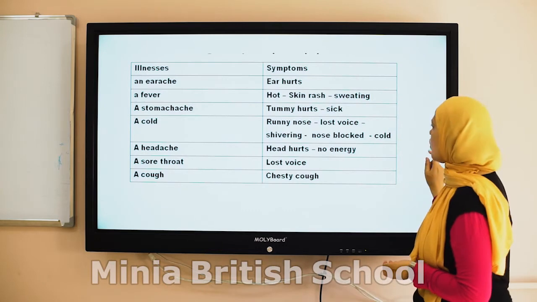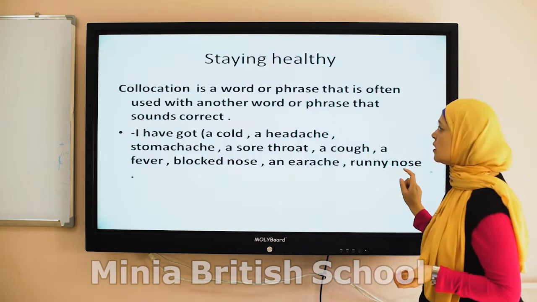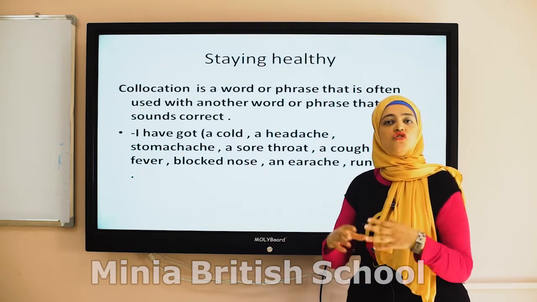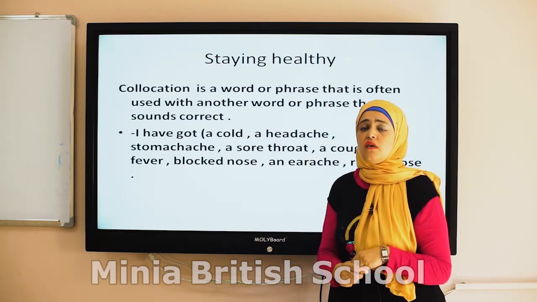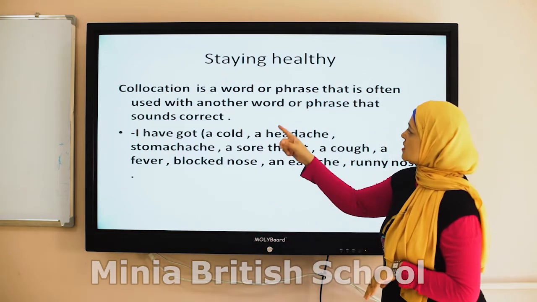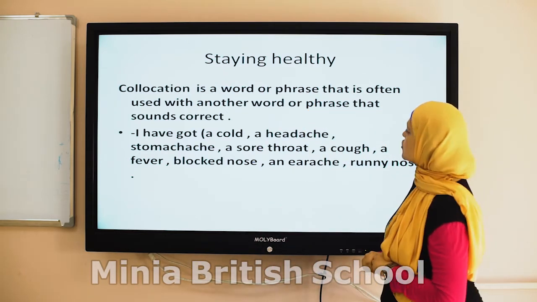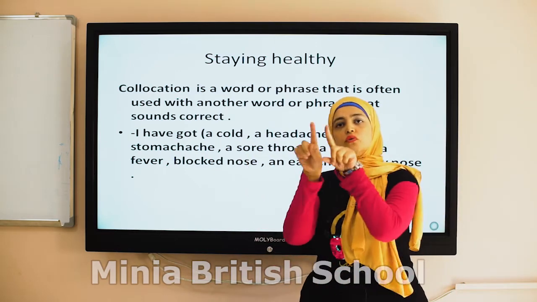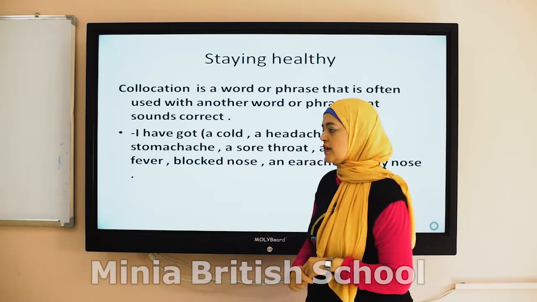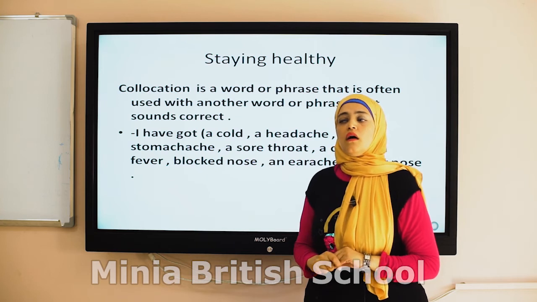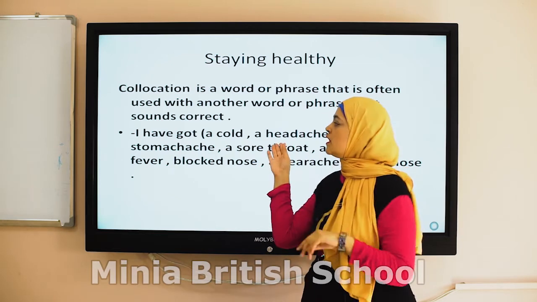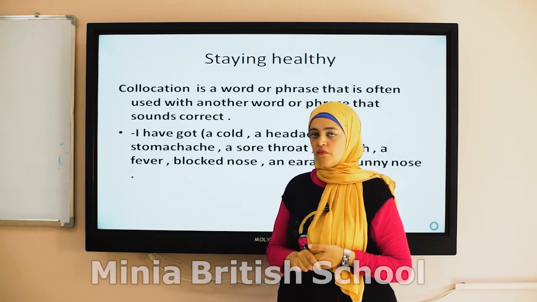How we will use them while we are explaining or talking about the different symptoms, we will know about it now. But generally we know about the illnesses and the symptoms. What is collocation? Collocation is a word or phrase that is often used with another word. So two words, we use them together, or a phrase that sounds correct. So it means here I will use two words together to give me the right meaning.